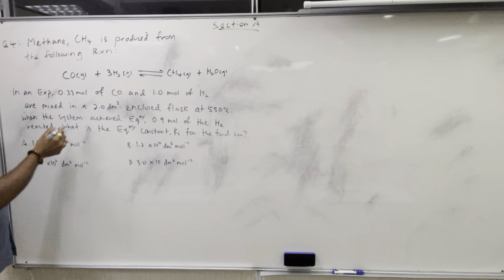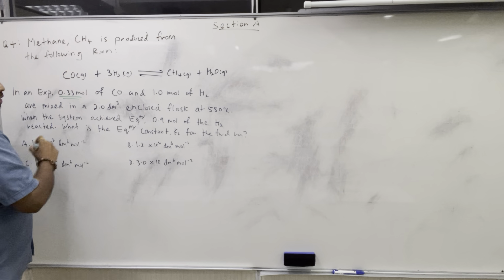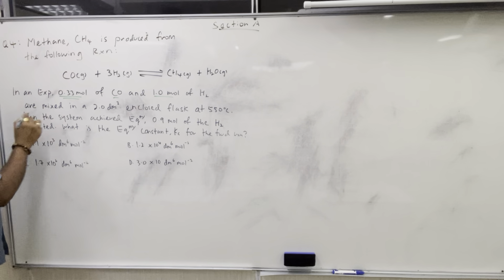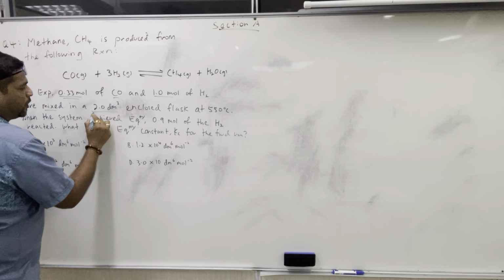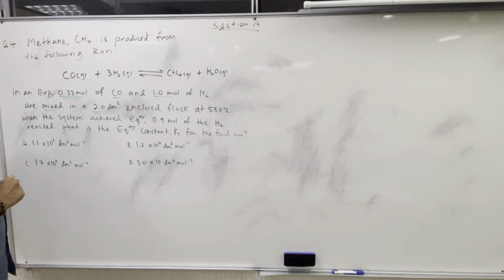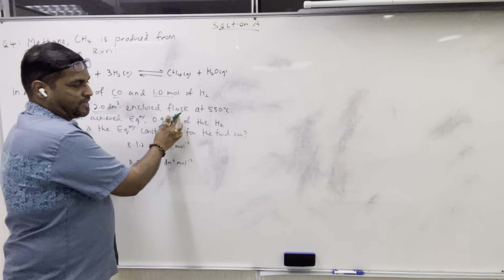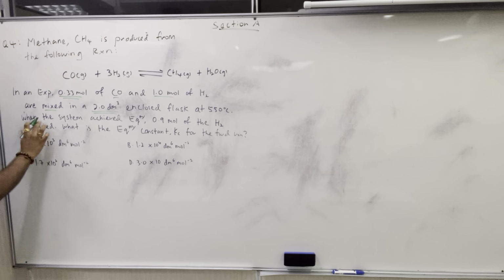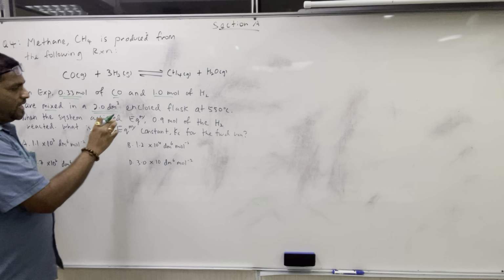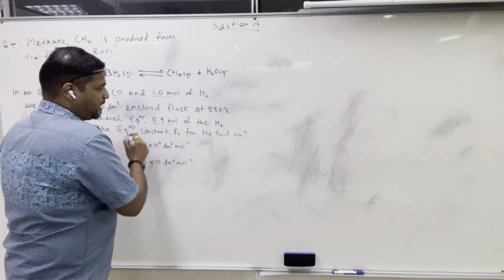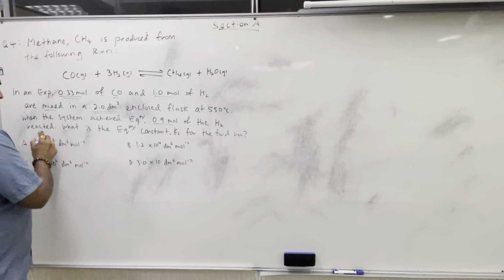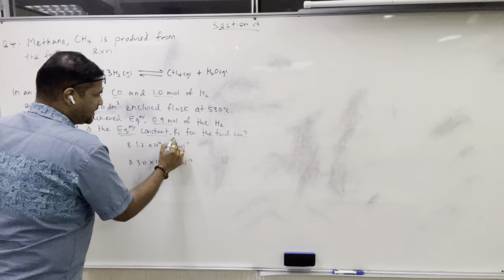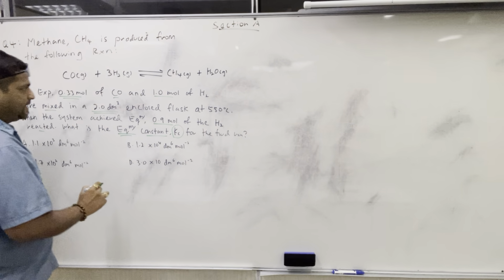In an experiment, 0.33 mole of carbon monoxide and 1.0 mole of hydrogen are mixed in a 2.0 dm³ enclosed flask at 550 degrees Celsius. When the system achieved equilibrium, 0.9 mole of the hydrogen gas reacted. What is the equilibrium constant Kc for the forward reaction, right?